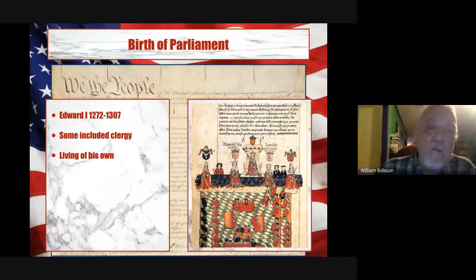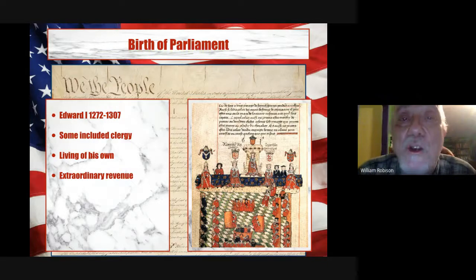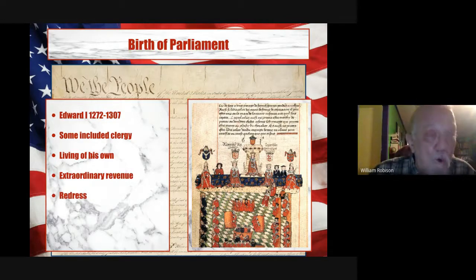And by this time, it had become established that the king was supposed to do what's called living of his own. That is, he was supposed to pay his own peacetime expenses from his own landed income. So you called parliament if you needed extraordinary revenue. In other words, if you were going to war. Well, Edward was constantly at war, so he was constantly calling parliament, and he would redress their grievances in return for revenue. But he also started doing something new.